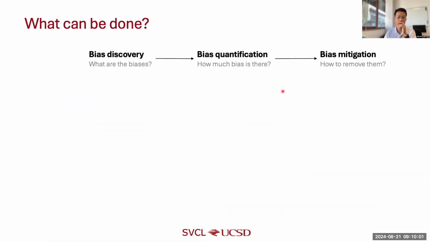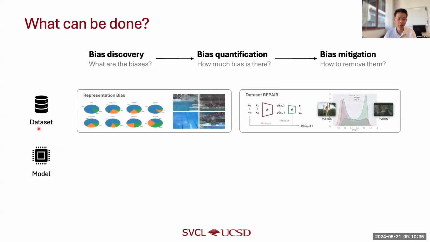So what can be studied about biases in the context of computer vision? In general, I'd say there are three levels of questions to ask. First, discovering what biases are present in a particular vision problem. Second, trying to measure how much bias there is quantitatively. And third and last, building mitigation methods to remove the bias. This chain of research can be applied to, in fact, both dataset and model bias, which I have both worked on.